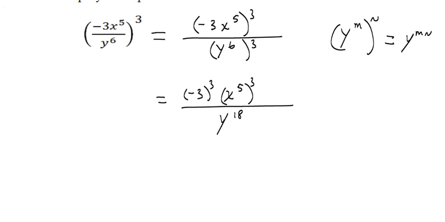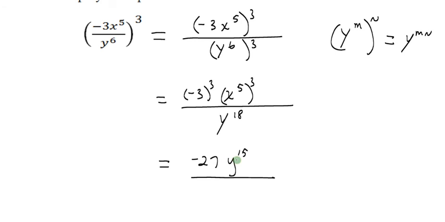So we're almost done. We just need to simplify in the numerator a little bit more. (-3) cubed is -27. x^5 cubed, same exact rule that we used here, a power raised to a power. We multiply the exponents, so we get 15 for the exponent.